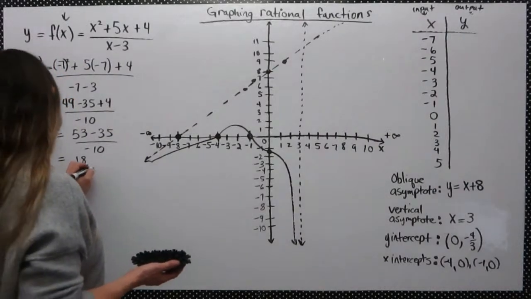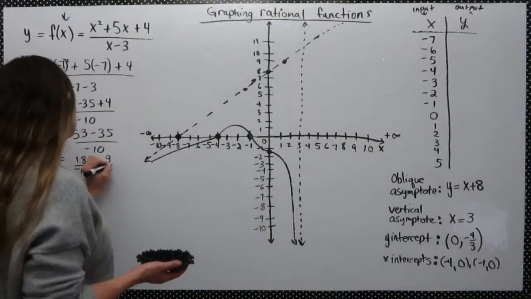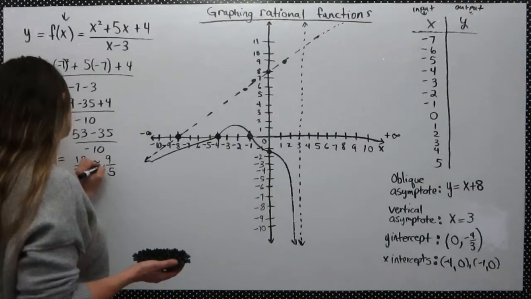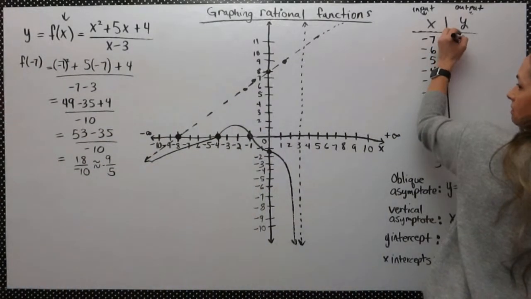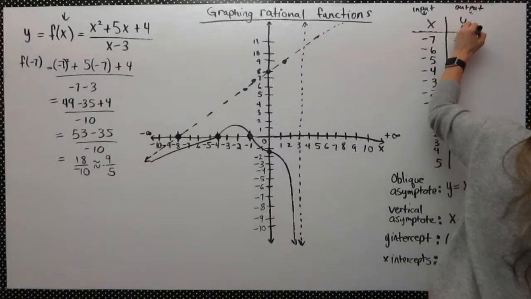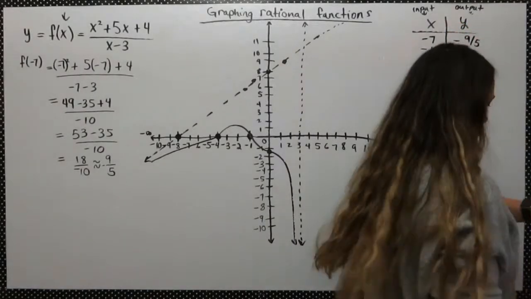And then you would reduce that down. Half of 18 is 9, half of 10 is 5. So you would get -9/5.